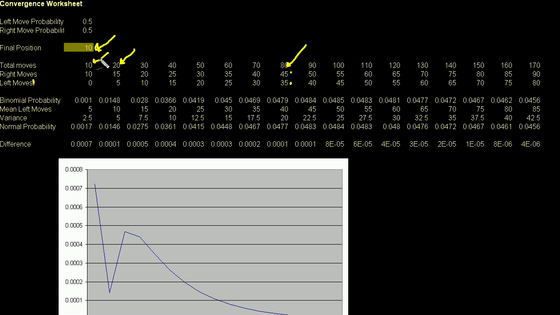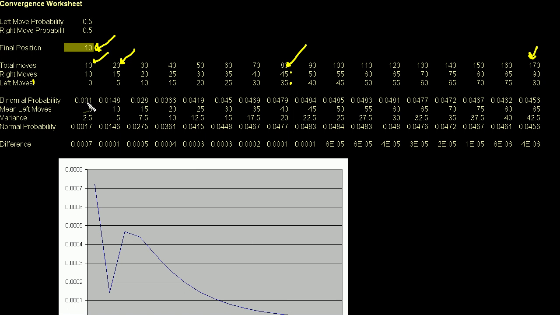So what I want to figure out is, as I start taking a bunch of total moves, here I max it out at 170, but you could say if I started flipping this coin an infinite number of times, what's the probability that my final position is 10 to the right. And what I want to show you is that as you take more and more moves, the normal distribution becomes a better and better approximation for the binomial distribution.